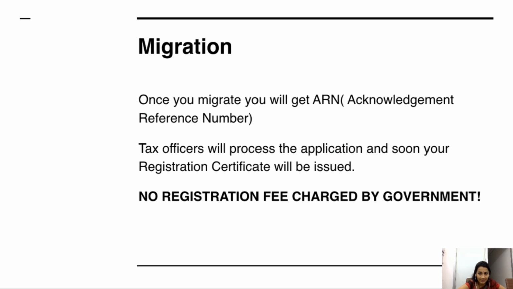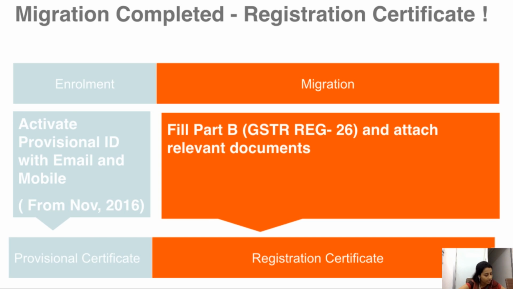Once you migrate, you will get your acknowledgement reference number, that is the ARN. Tax officers will process your application and soon your registration certificate will be released. Remember, no registration fee is being charged by the government. And your registration certificate is the final proof of your migration being completed. So friends, if you've only got your provisional certificate, it's time to migrate because the government has given you only a limited period of 90 days to migrate and get the registration certificate.